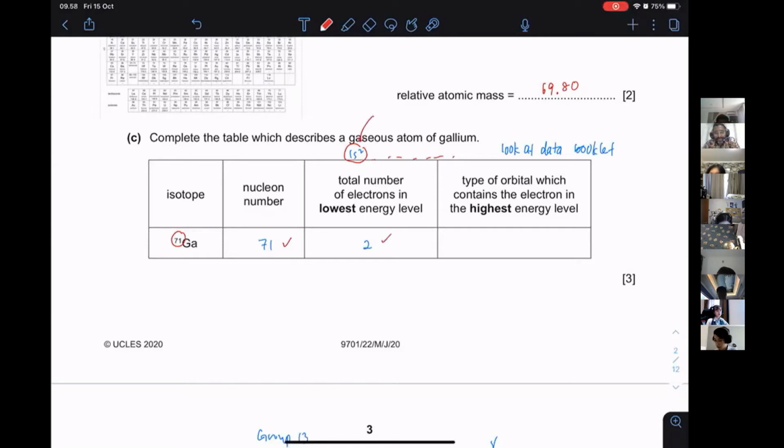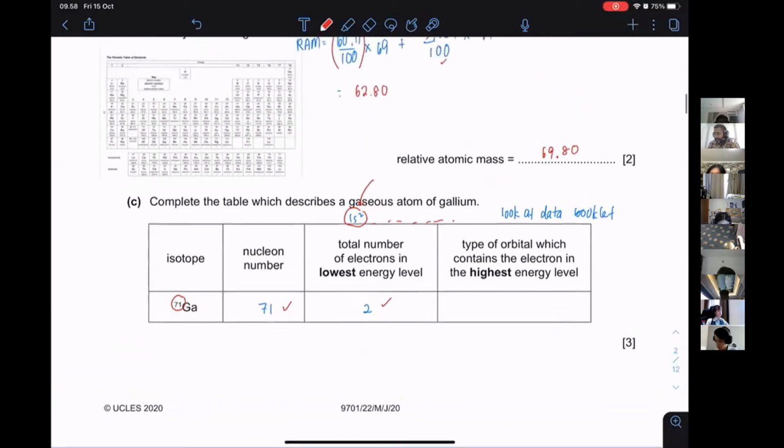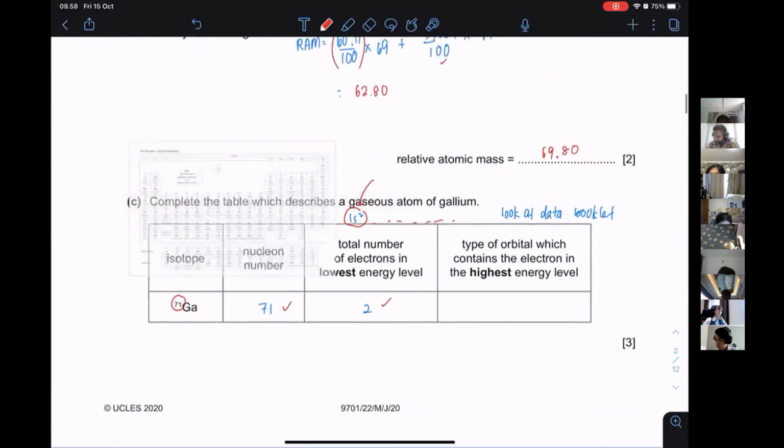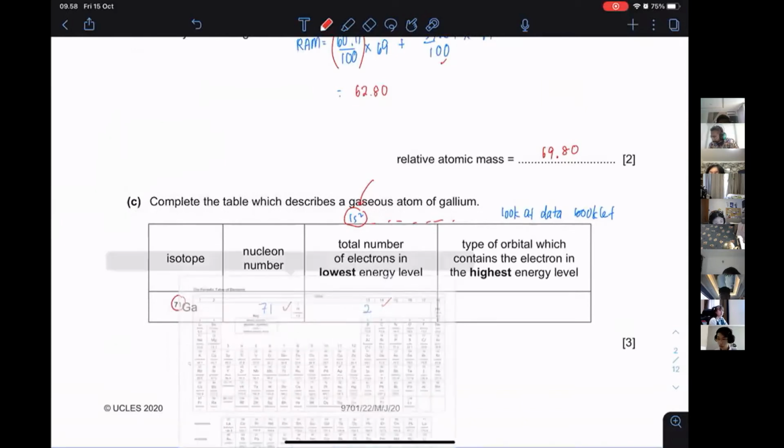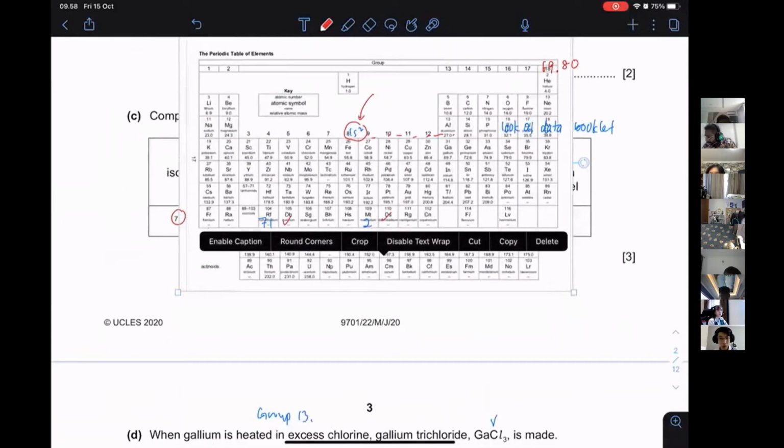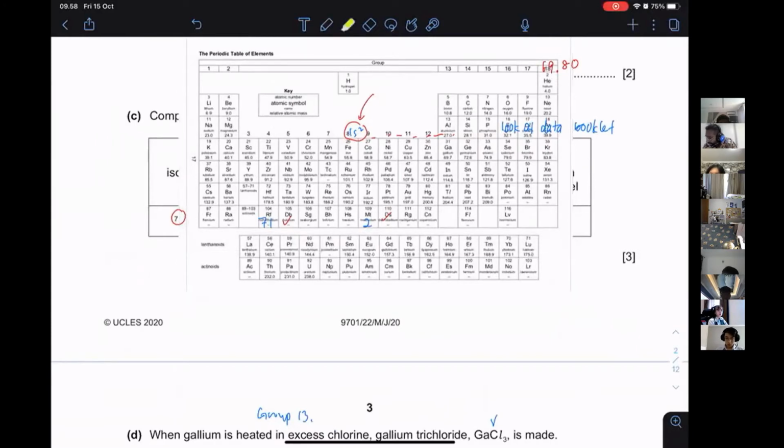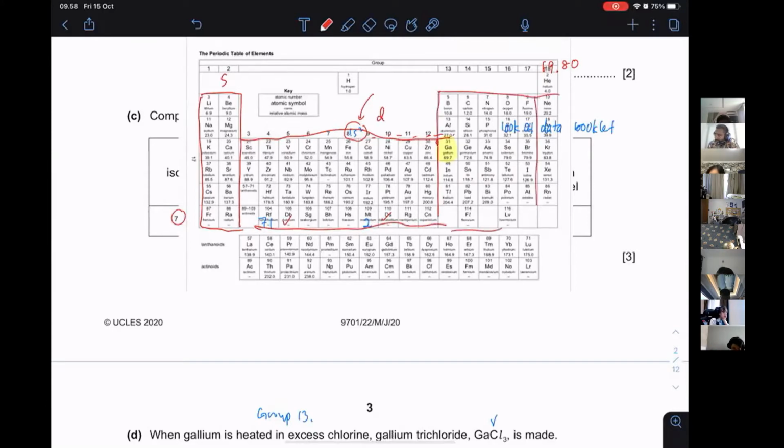And the type of orbital which contains the highest energy level: in order to do that, you need the periodic table. If you look at the gallium part over here, if I make it bigger, you can see gallium is going to be somewhere here. When you look at the data booklet or the periodic table, this part is going to be known as the S block, and then this is going to be your D block, and this is going to be your P block. So you can see gallium is in the P block.